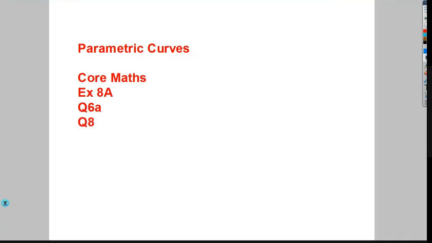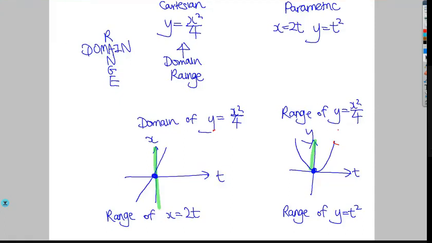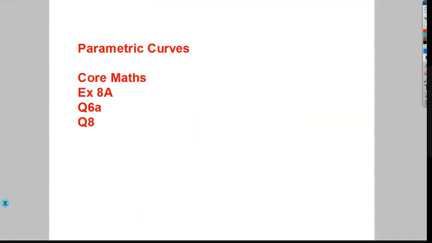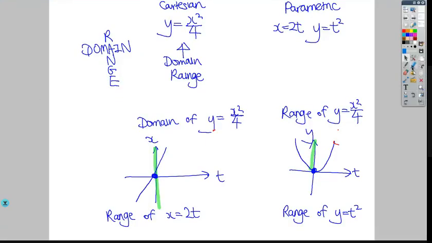Today I would like to go over some questions about parametric curves, mainly about domain and range. The questions that I'm going to discuss can be found in Core Maths 2, exercise 8A, questions 6 and 8. Before I get into those questions, I just want to quickly review how you can find domain and range using the parametric form. But feel free to skip this part of the video if you're happy with it and you just want to take a look at these two questions. Right, so let's get started.